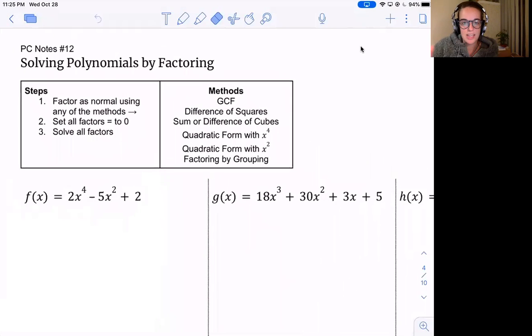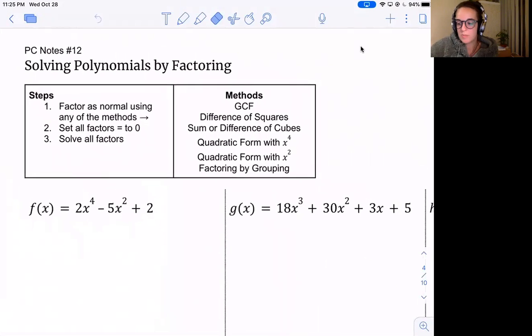Hi, y'all. Today we are solving polynomials by factoring. We're going to continue the factoring that we have been doing, so we're just adding on a final step here.